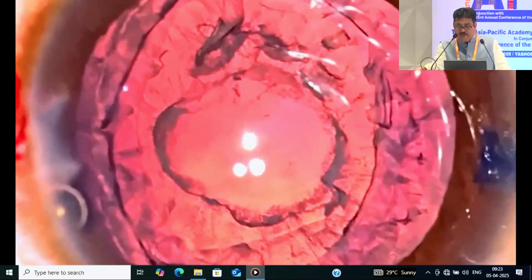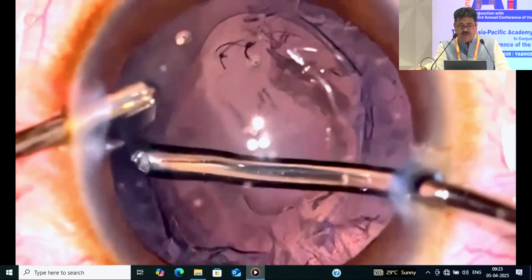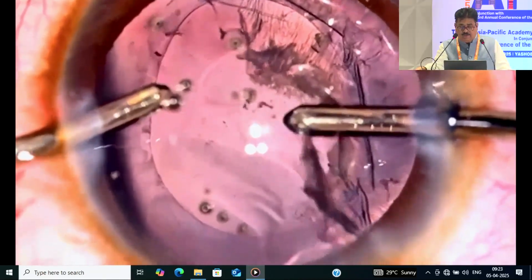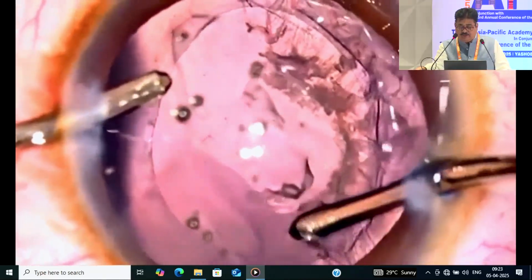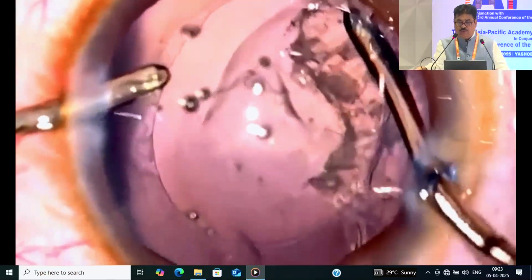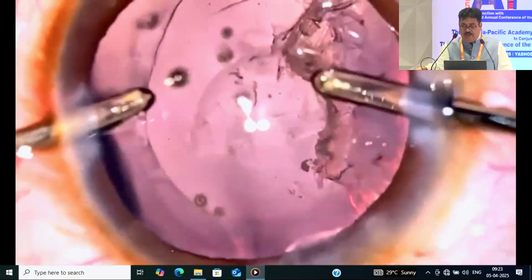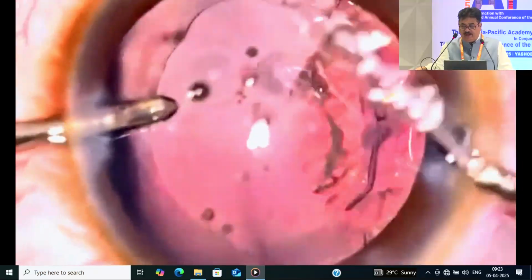And now comes the irrigation aspiration. So bimanual is always safe because it is a very slow procedure. We are not to increase the pressure inside the eye. Bottle heights, etc. should be very low. So for all the maneuvers, just pull it, radial pulling, bring it to the center, and then raise.